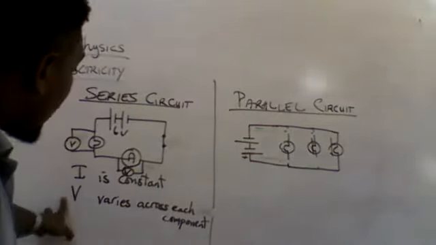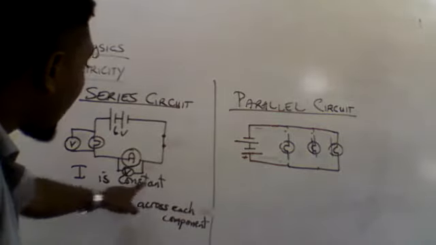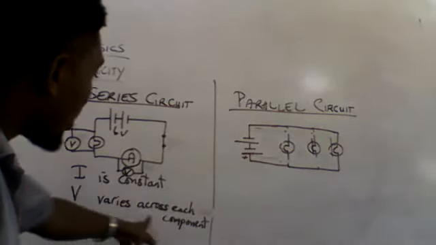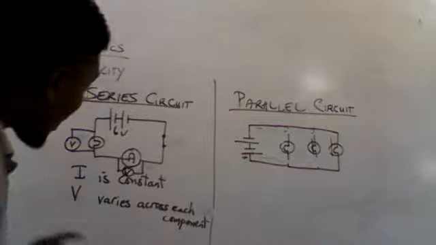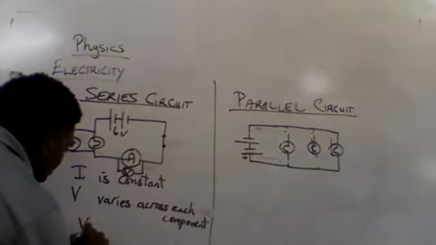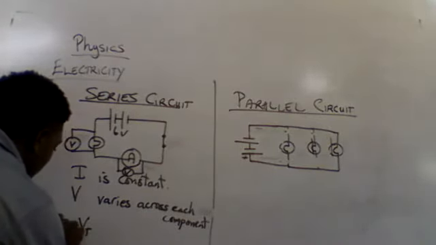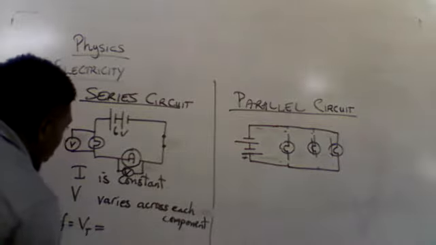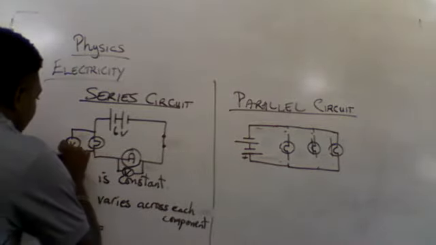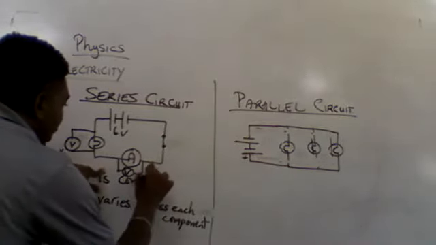Good? So we say that the current is constant, however, the voltage varies across a component. So it means that the total voltage, which is the EMF, is equal to the voltage delivered here, that's V1, and the voltage delivered here, that's V2.